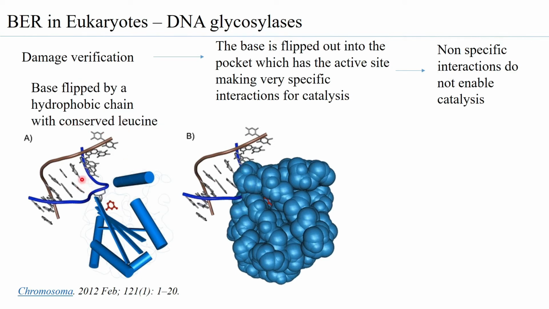You can see the base was here, now it is flipped in, and this is the crystal structure of the UNG. So you can see how the base is flipped in, the flipped-in base over here. That is thanks to a conserved leucine. And as the UNG attaches itself to the minor groove of the DNA, it forms a 45 degree bend. So that is enhancing the flipping out of the base into the active site of the UNG.